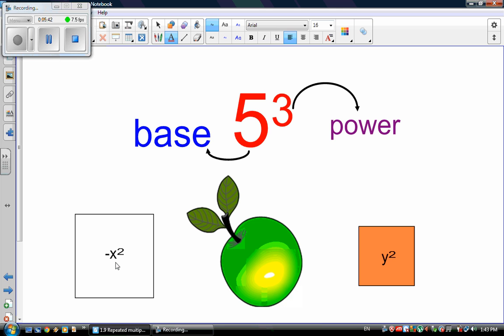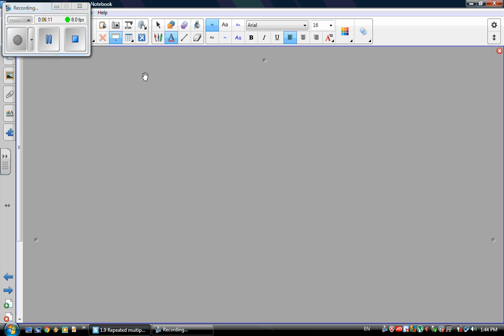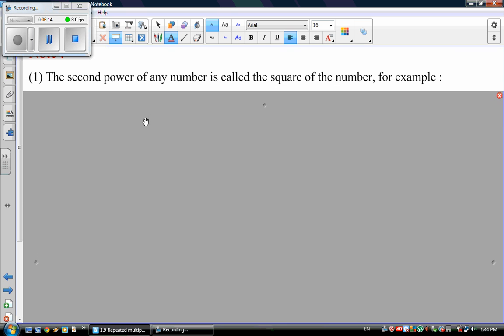Okay, who can read this? Yes, negative x to the power 2. Who can read this? Yes, y to the power 2, or y to the second power. Take care. Again, 5 is called the base, and 3 is called the power.